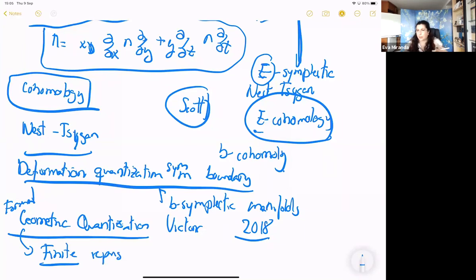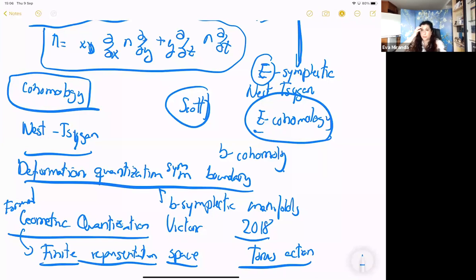Here I'm talking loosely, the other students, don't worry. But I think you know what I'm talking about. So this is a finite representation, and this is what we proved. We get a finite representation space, and in our proof we assume that we have a torus action, not necessarily toric. We require that the torus action has non-vanishing modular weight.